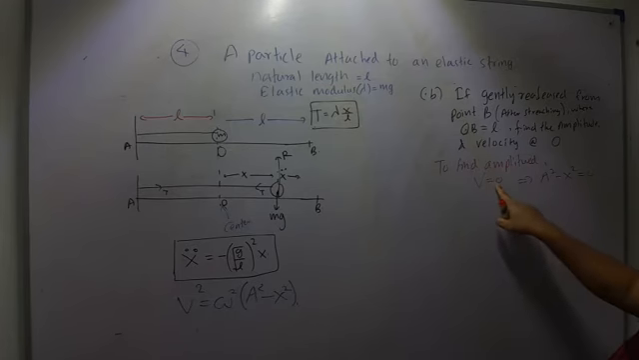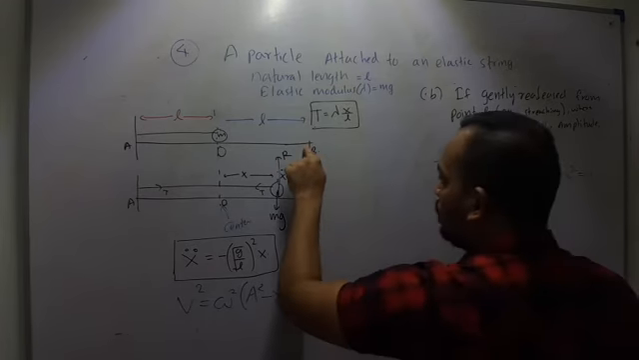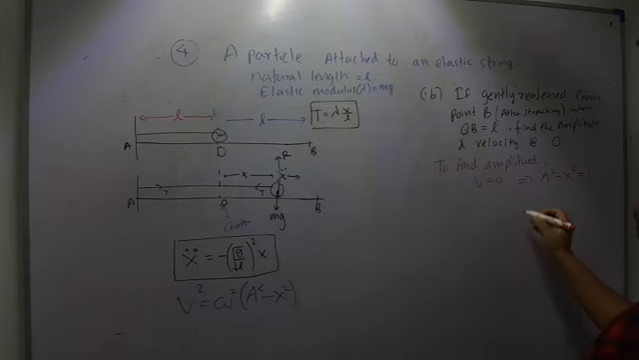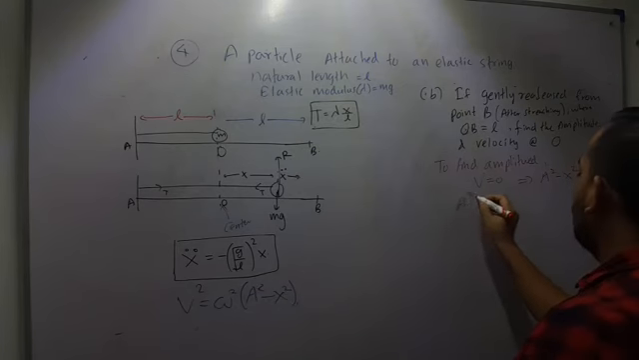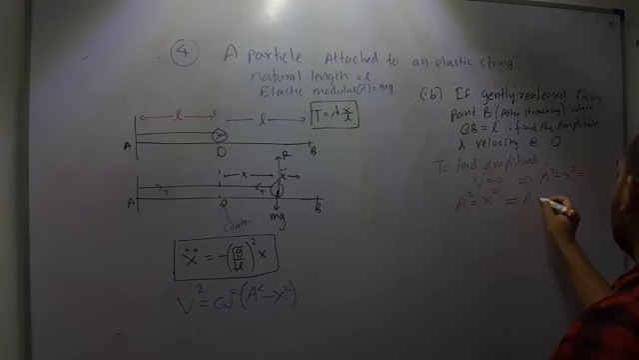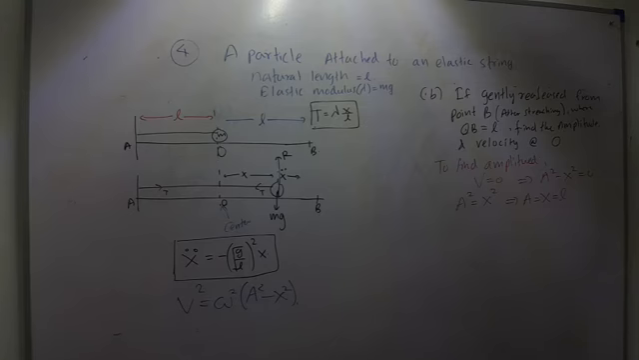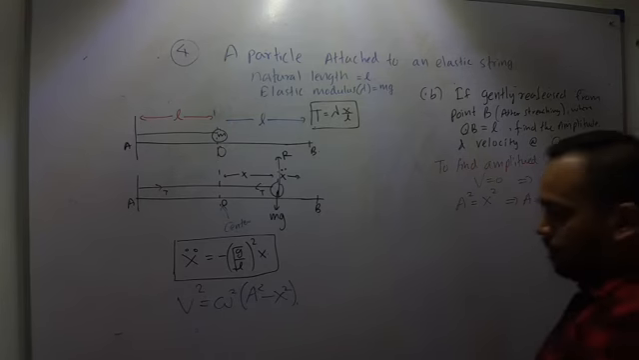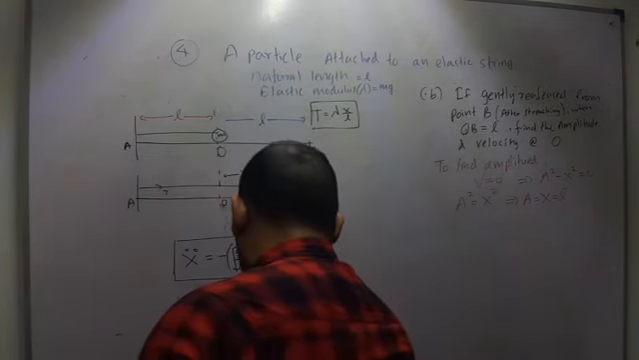So where is v equal to 0? This is the gently released point, the point B. Therefore, a squared is equal to x squared. This implies a is equal to x, which is equal to L. Right? Now the amplitude is L. So let's write it here: A is equal to L.